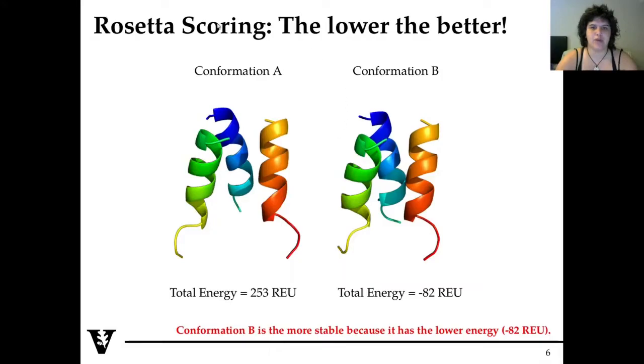So if we go back to our example, the thing you have to know within Rosetta is that the lower the score is, the better. If we take conformation A, it has a total energy of 253 Rosetta Energy Units, while conformation B has minus 82 Rosetta Energy Units, and between the two, the lower is the better, so conformation B is the more stable protein of the two.